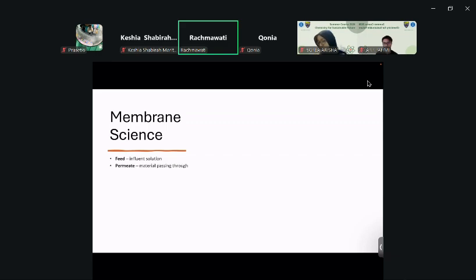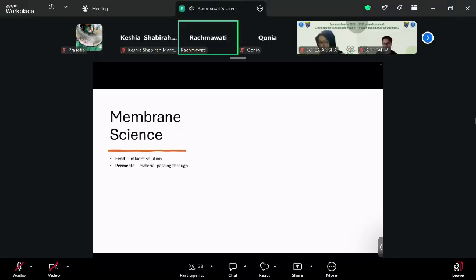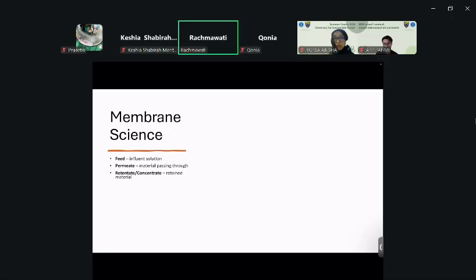And then we also have the permeate, that is the material passing through. If we are talking about water purification, then the permeate is the healthy drinking water that we want. And there is also the retentate or concentrate, that is the retained material. These are the particles that do not pass through the membrane. For example, the water pollutants that we want to get rid of are called the retentate or the concentrate.